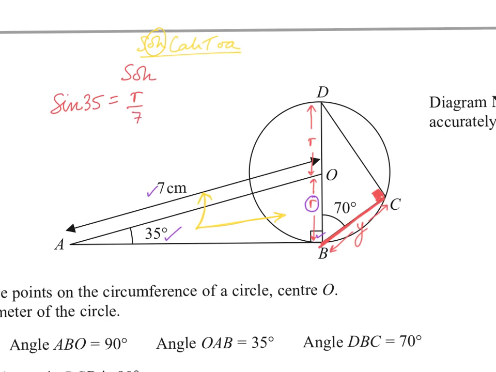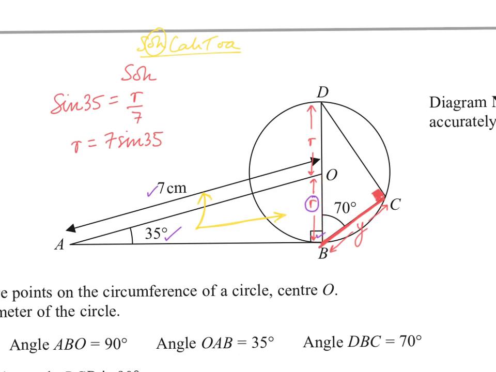So we can simply times both sides by 7 here, and we'll have r equals 7 sine 35. Now at this point you can either decide to put this into your calculator and decimalize, or you can just hold fire for a moment and see what develops in the question. Because don't forget, what you're trying to do here is to find this distance here, B to C. So all we've found is this so far.